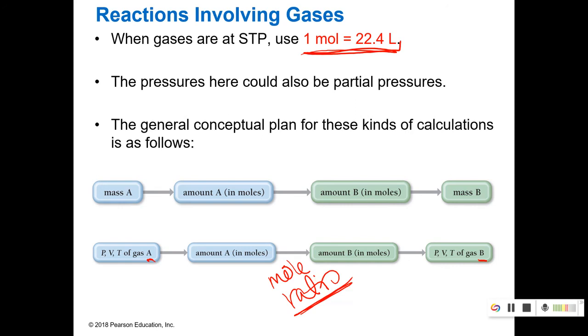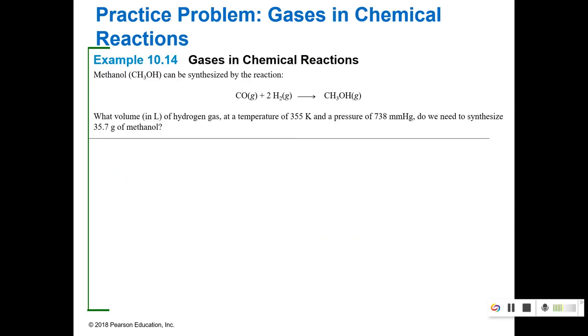Very important. The mole ratio has to be involved in stoichiometry. So let's look. Here we've got, I want to know the volume of hydrogen gas. So I'm going to do V of that. Okay, and it gives us a temperature, a pressure, and it gives us mass of methanol.